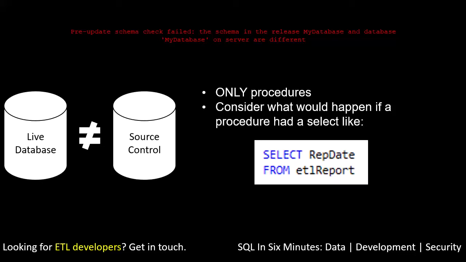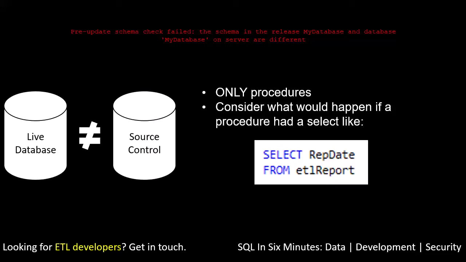All right, this is not a SQL Server error, but it does relate to SQL Server, and it's usually an error that you see with deployment software, different deployment softwares. And so it depends, the error may be different derivatives. In this case, this derivative would be pre-update schema check failed. The schema in the release my database and database my database on server are different.